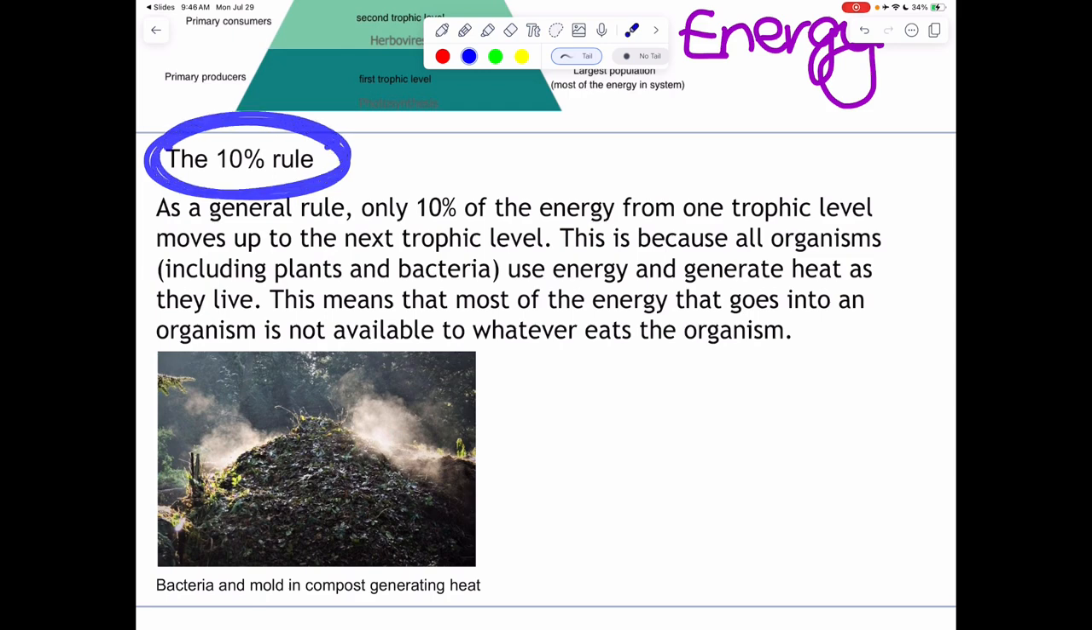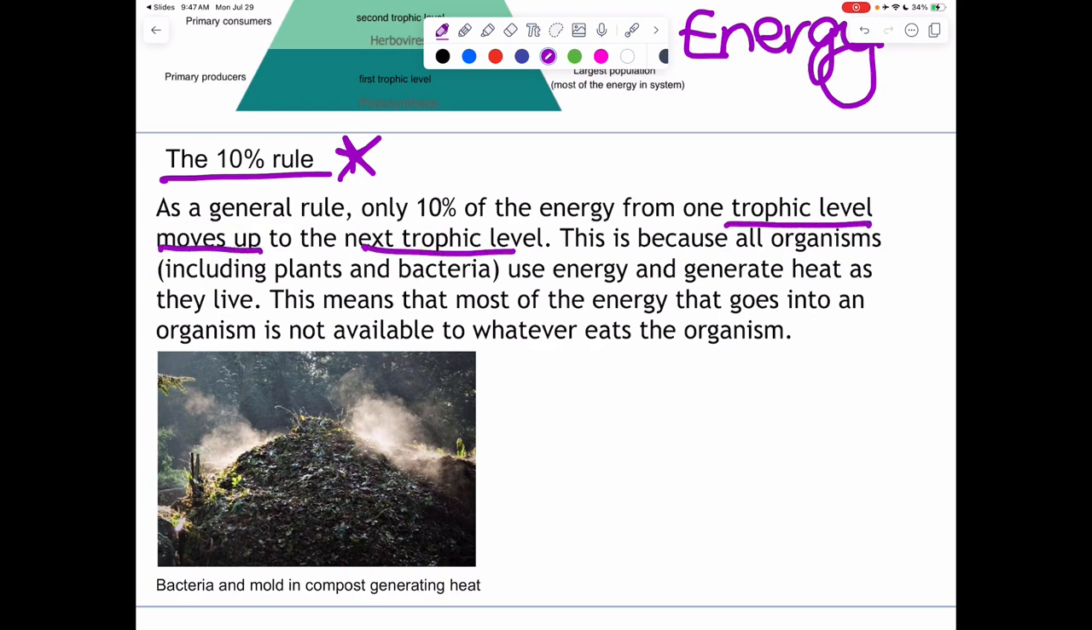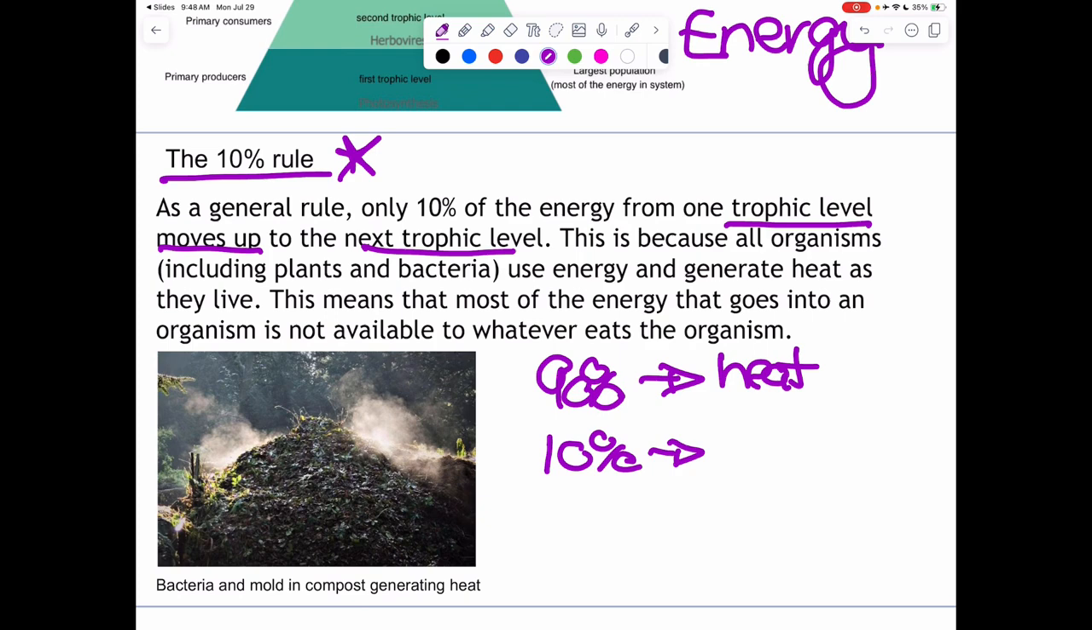This is a very important rule that we need to keep track of. This is called the 10% rule. Now, this 10% rule says that as we move from one trophic energy level up to the next one, we are going to lose energy. You guys know this, that our bodies are constantly giving away heat. We're constantly expending energy in the form of heat. That means that when a plant captures all of its energy, 90% of it is going to be given away as heat, where the other 10% will be transferred when it's eaten. So 10% goes to the next trophic level when we eat it. However, that 90% is expended as heat.